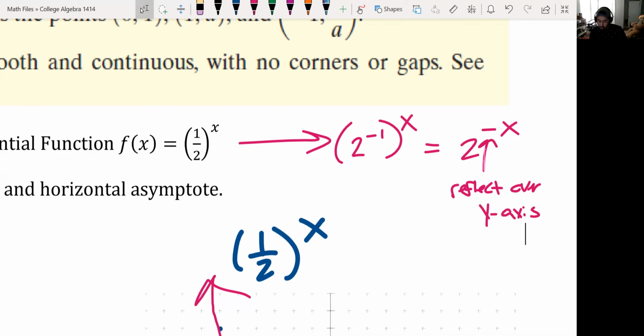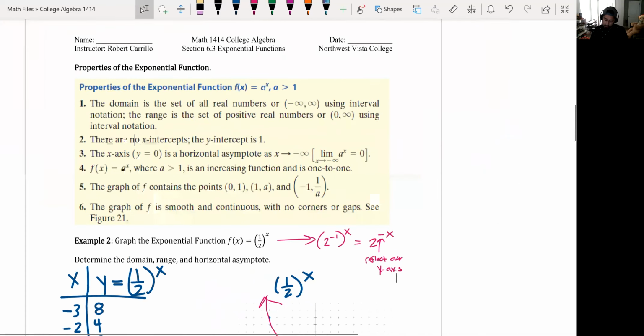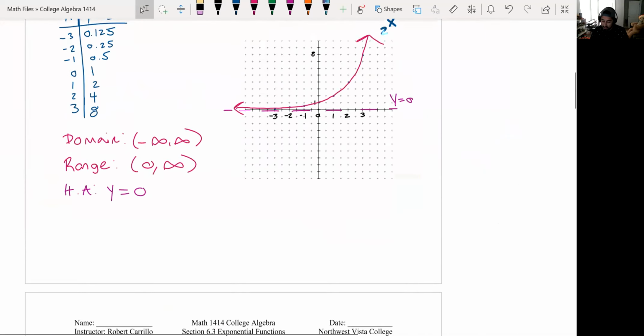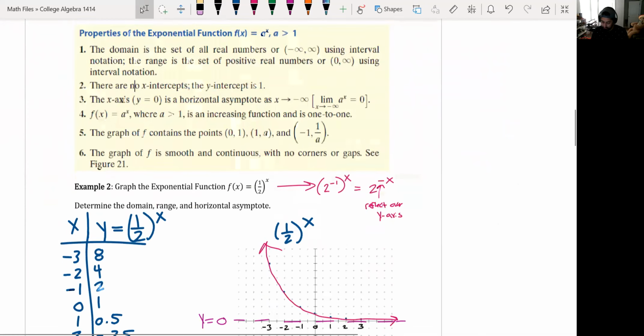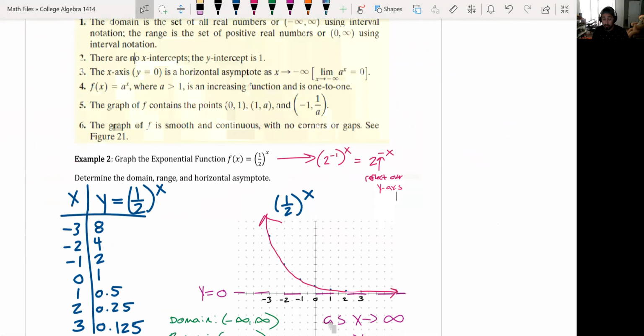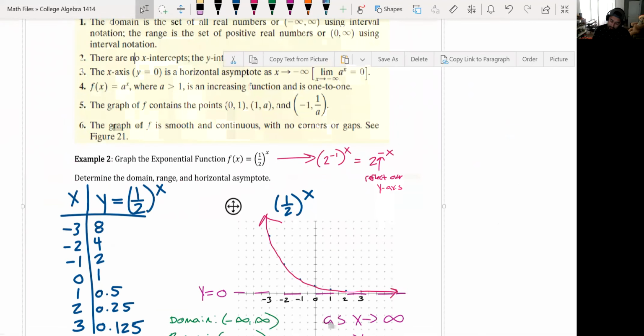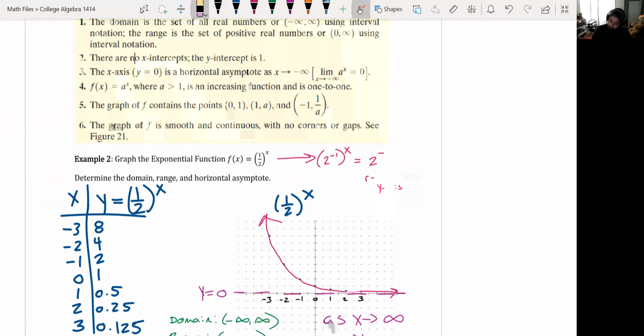Which means that all we had to do was take the original 2 to the x and just flip it over the y-axis, and we would have had our graph here. So, something to think about.